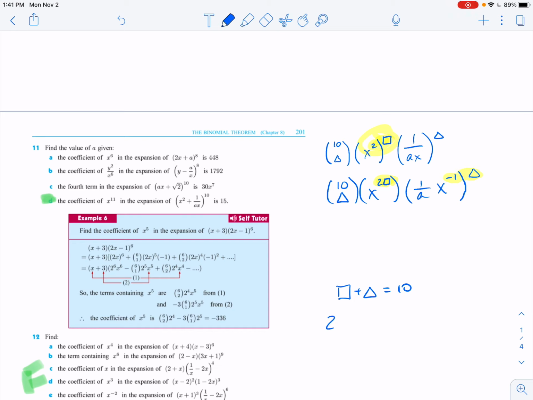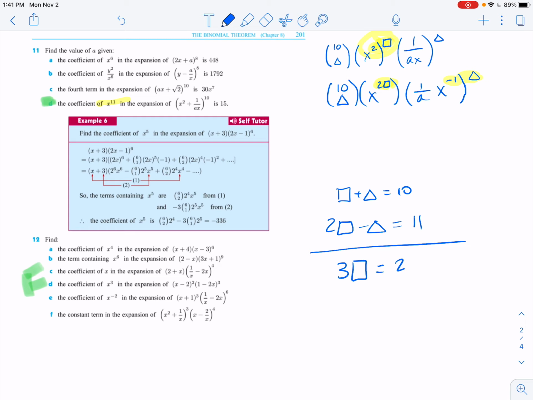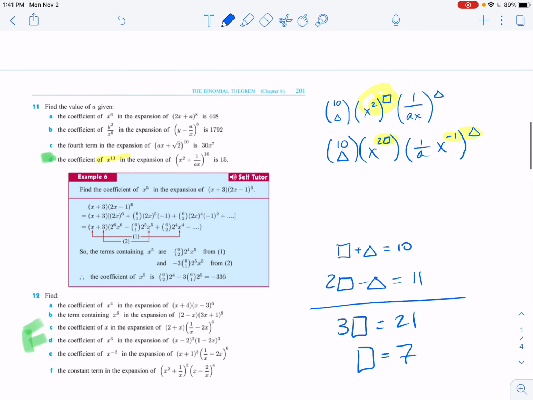So 2 box minus triangle is equal to, well, what did we need it to equal, I forgot, x to the 11th. Okay, so those exponents need to add up to 11. So now I see I have a lovely little system. My triangles cancel. I have 3 boxes equal to 21. That is grand. If it doesn't equal an integer, you messed up somewhere because these all are going to be integers. And so box is equal to 7, which means that triangle has to be equal to 3.